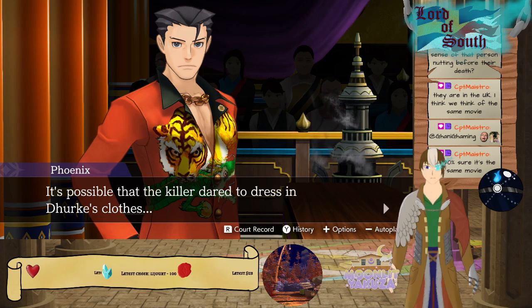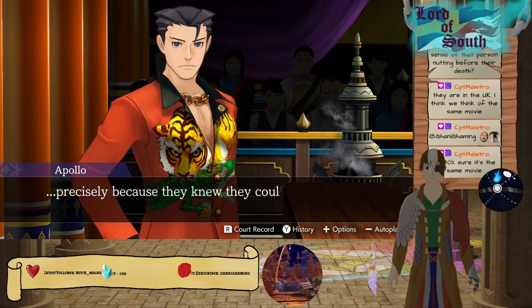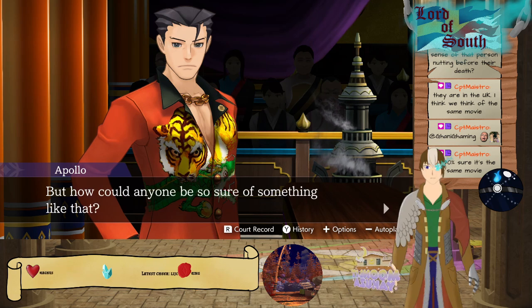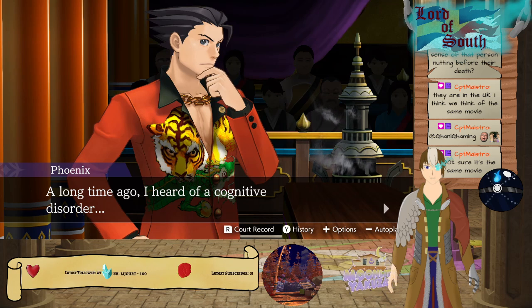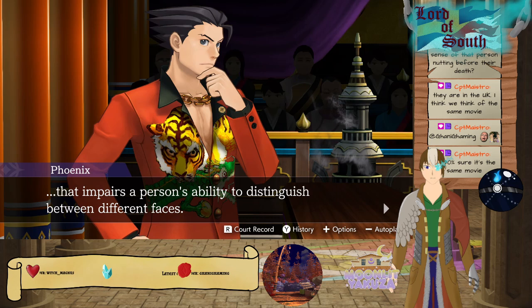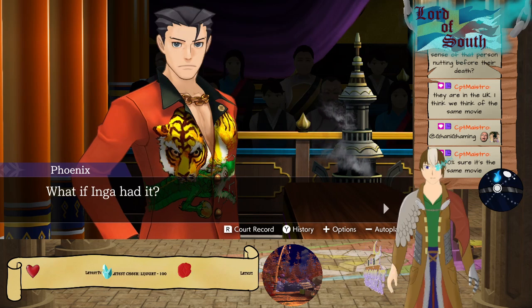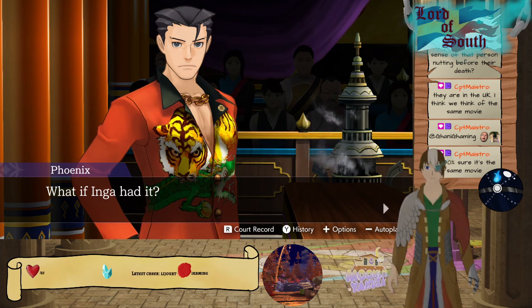It's possible that the killer dared to dress in Daruk's clothes and stand square in front of Inga, precisely because they knew they could get away with it. But how could anyone be so sure of something like that? A long time ago I heard of a cognitive disorder that impairs a person's ability to distinguish between different faces. For some reason, he says distinguish between them. For some reason, I always say remember. But that's kind of the same thing, because you can always see the face, but your brain can't really remember what the face really is.